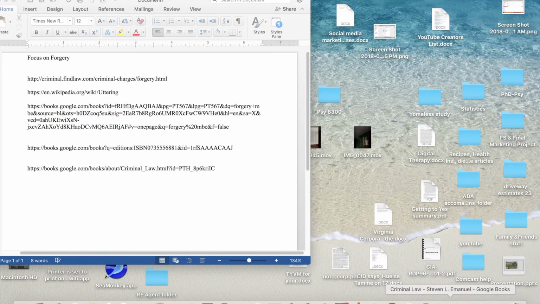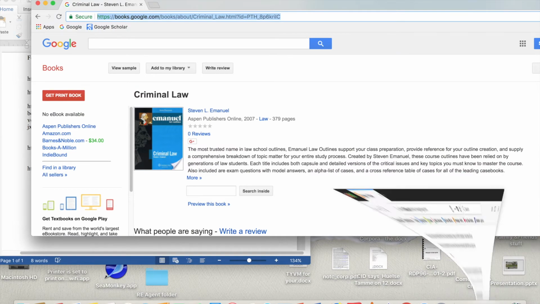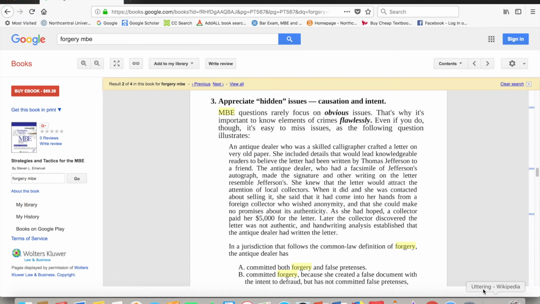Now, I've got a hypothetical here. Whoops, that's not the hypothetical. That's a reference book that I was putting in the links. Here it is. This book is called Strategies and Tactics of the MBE. I have the hard copy, but I found this, which makes it a lot easier than taking my phone and using the camera. It says, appreciate the hidden issues, causation, and intent. MBE questions rarely focus on obvious issues. That's why it's important to know the elements of the crime flawlessly. Even if you do, though, it's easy to miss issues, as the following question illustrates.